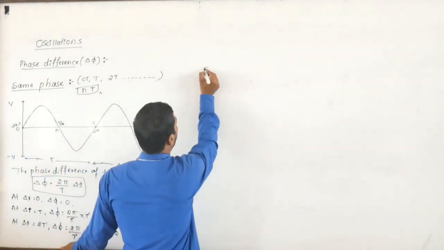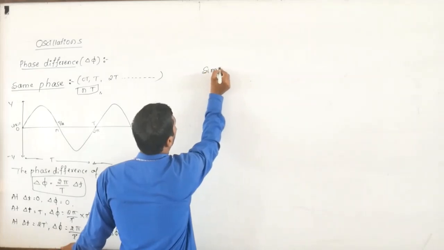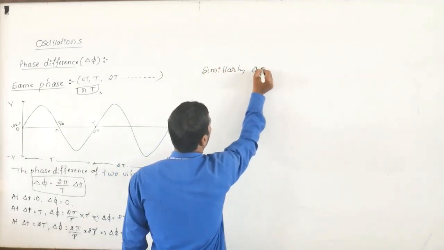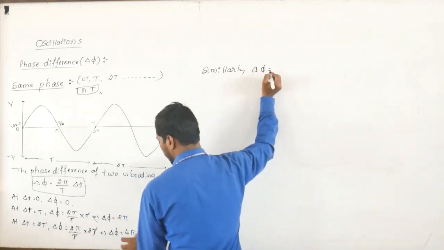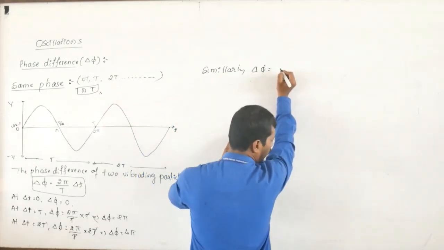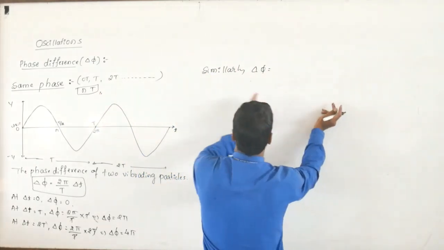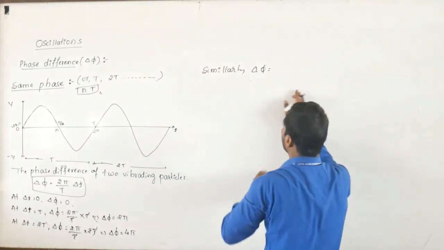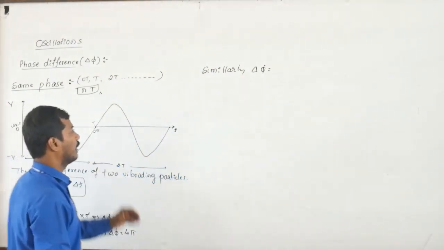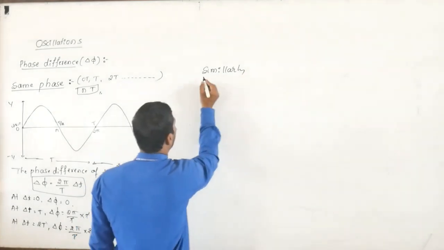And here similarly delta phi is equal to 4 pi. After that it is 6 pi, then 8 pi, then 10 pi, and so on. Right here, then I will calculate another one.